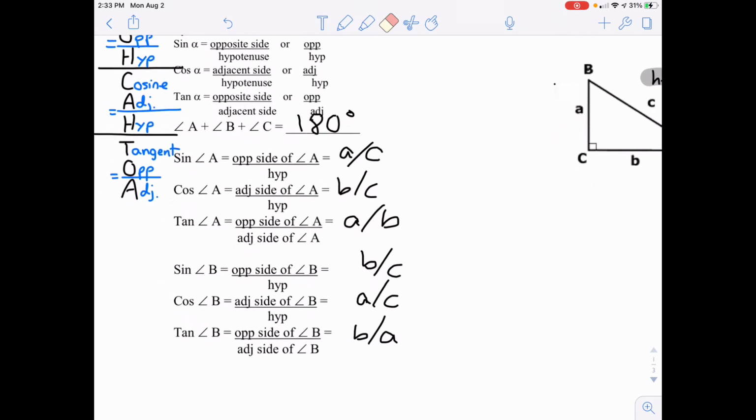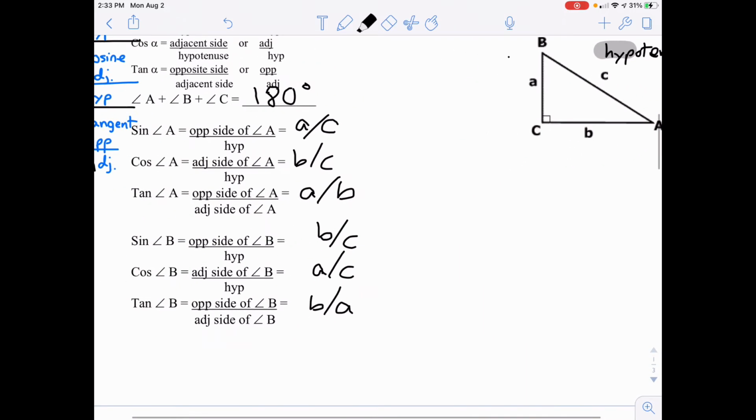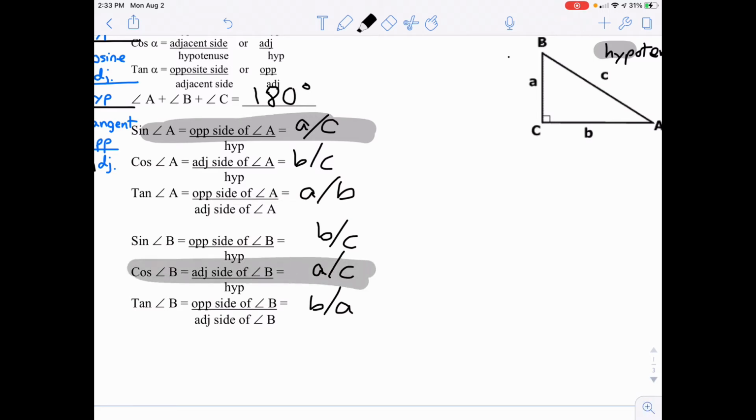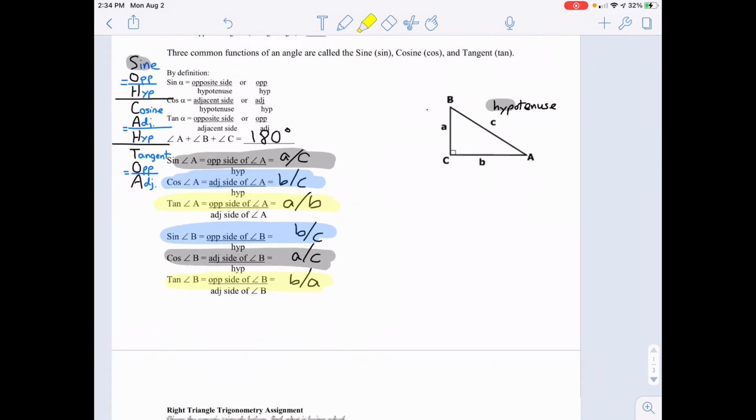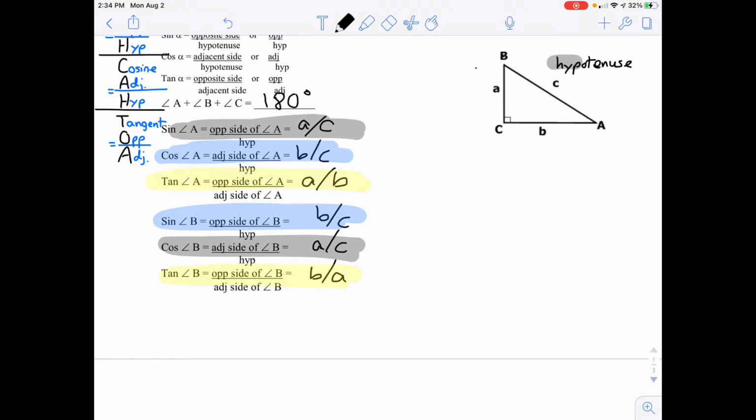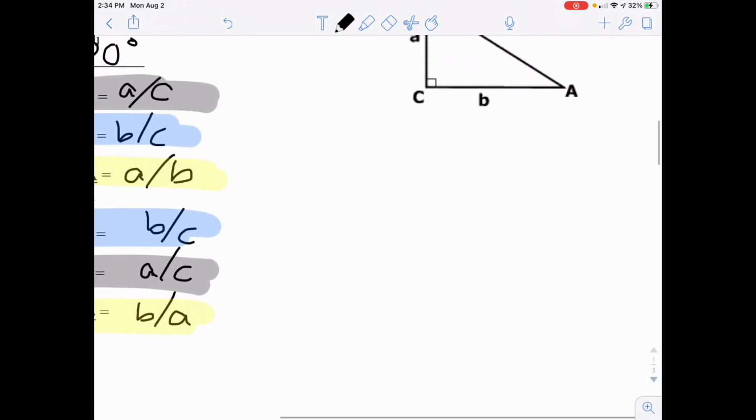Couple of patterns I hope you notice here. The sine of one angle is the cosine of the other. Vice versa, the cosine of one angle is the sine of the other. And the tangent of one angle is the inverse of the tangent of the other angle. They're reciprocals. Now, what becomes helpful to know at this point, before we move on, are three what are called special triangles. Let's make sure that we write them down so we can use them as necessary.